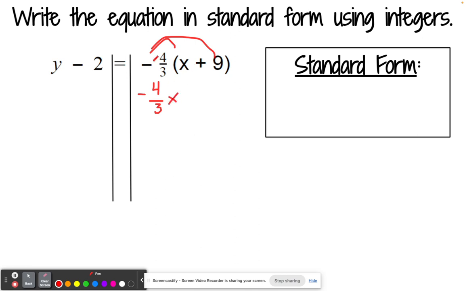Negative 4/3 times 9. Well, my 9 can simplify with 3 and make it a 3. Negative 4 times 3 is negative 12. And over here I have y minus 2.